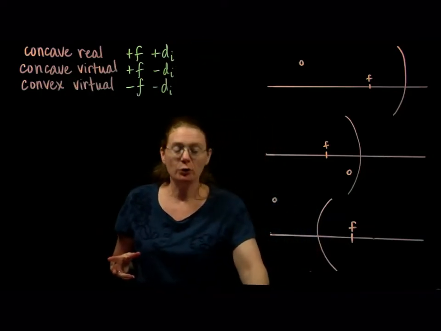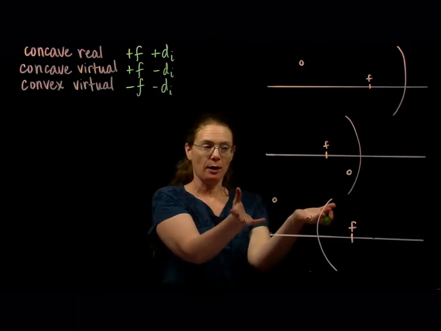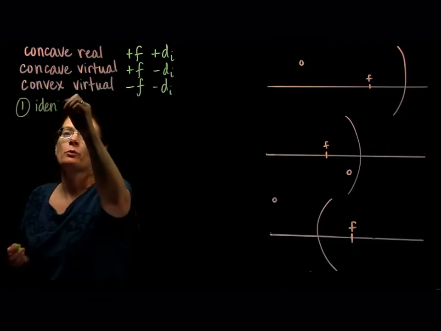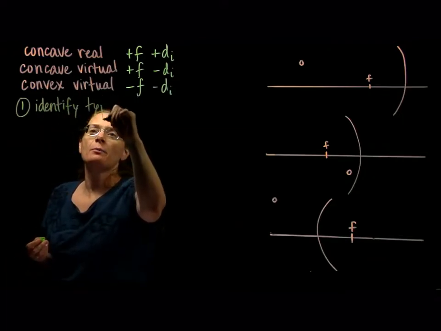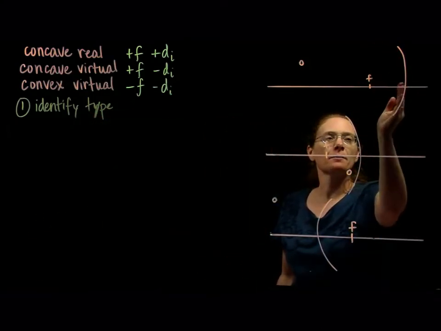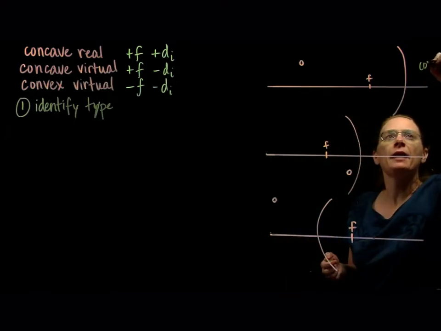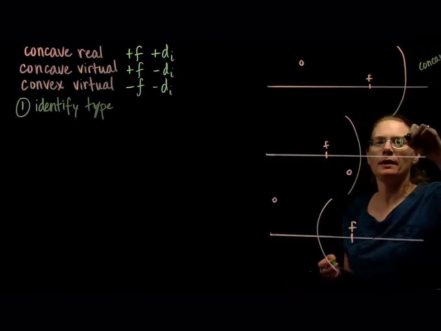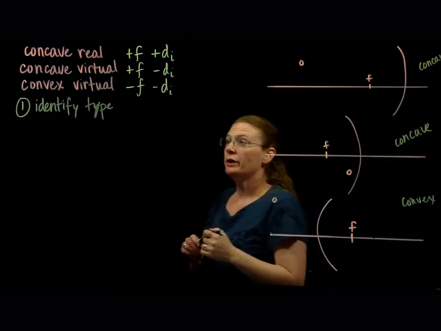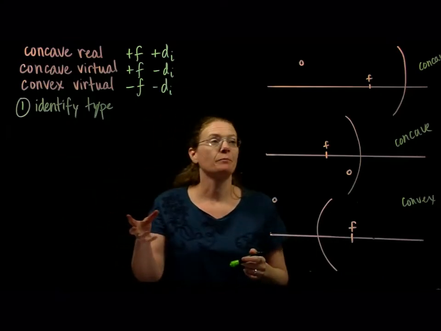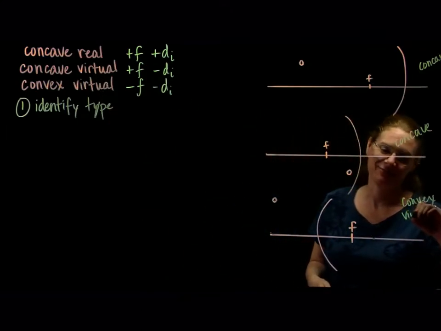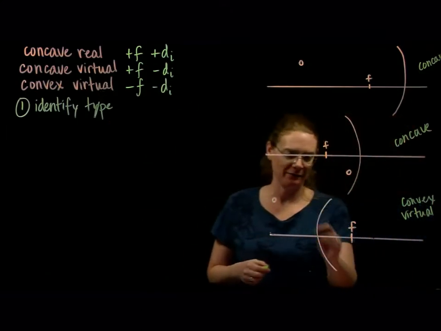The first thing you want to do when you are presented with a problem, so you might have something like this, step one is to identify the type you're working with. What type of problem is it? All right, so I see that this is curved in like this. So this is concave, this one's concave, and this one's convex. And now real or virtual? How can we tell that? The only convex images we get are virtual, so that one's easy. These are always virtual with a convex mirror.